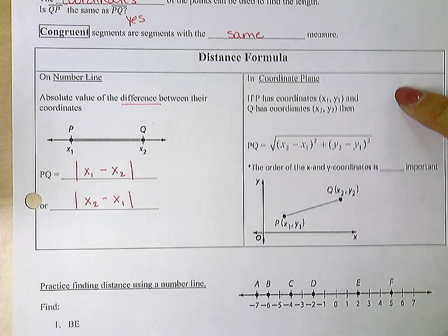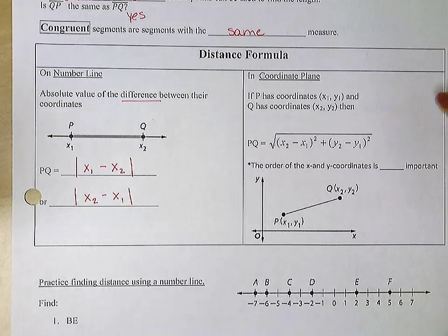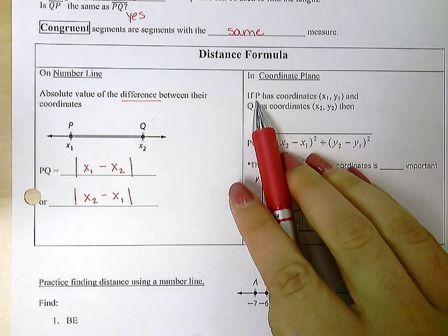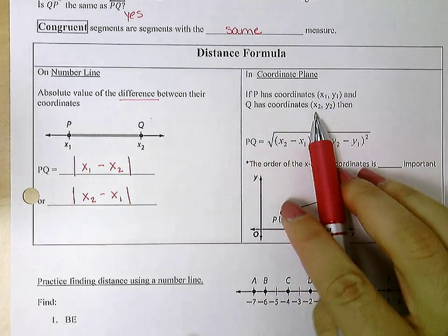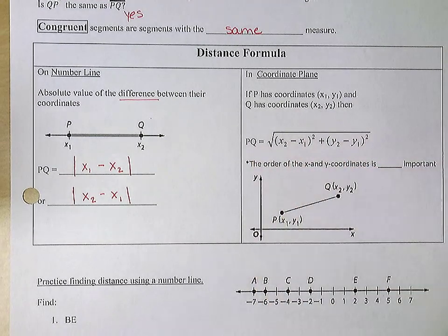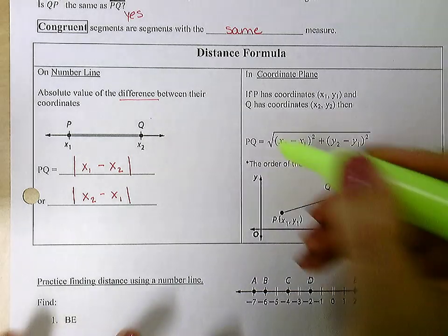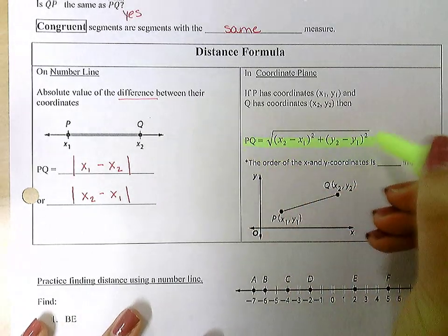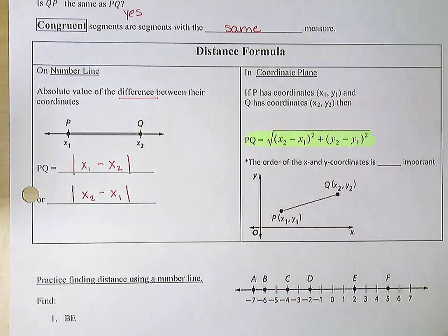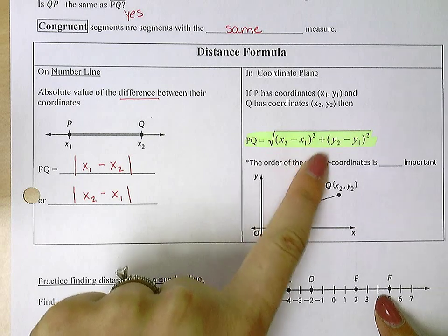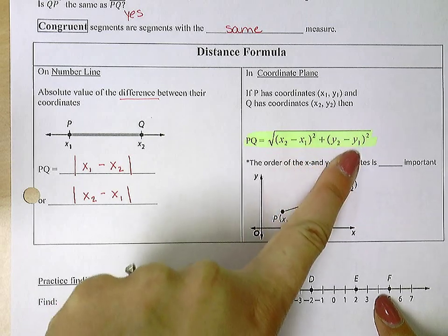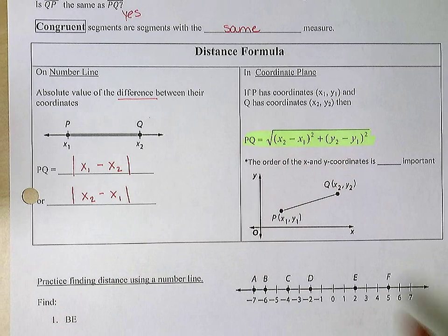Other distance formula on our coordinate plane, a little bit more complicated. So if my point P has a coordinate of x sub 1, y sub 1, and Q has a coordinate of x sub 2, y sub 2, then we can use this formula here to find the distance between point P and point Q. Okay, this is our distance formula. It's the square root of x sub 2 minus x sub 1 squared, that quantity is squared, plus y sub 2 minus y sub 1, that quantity is squared.